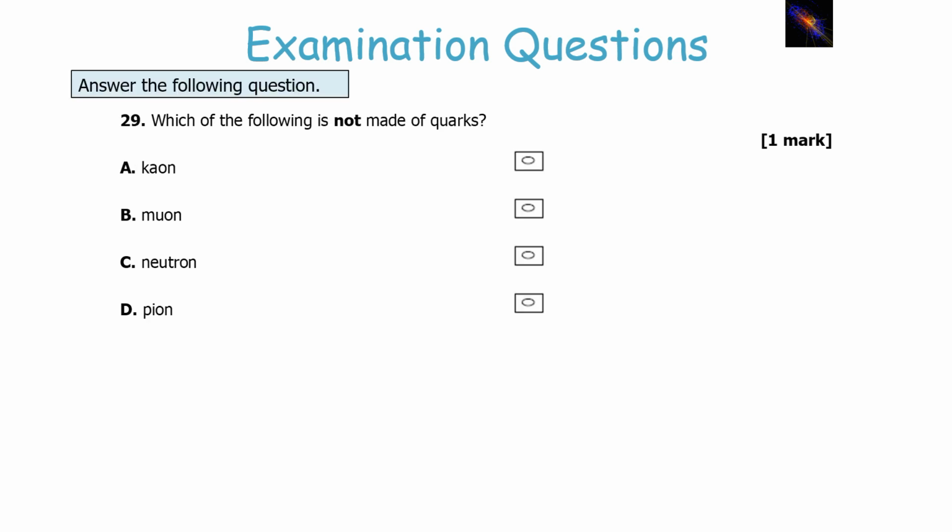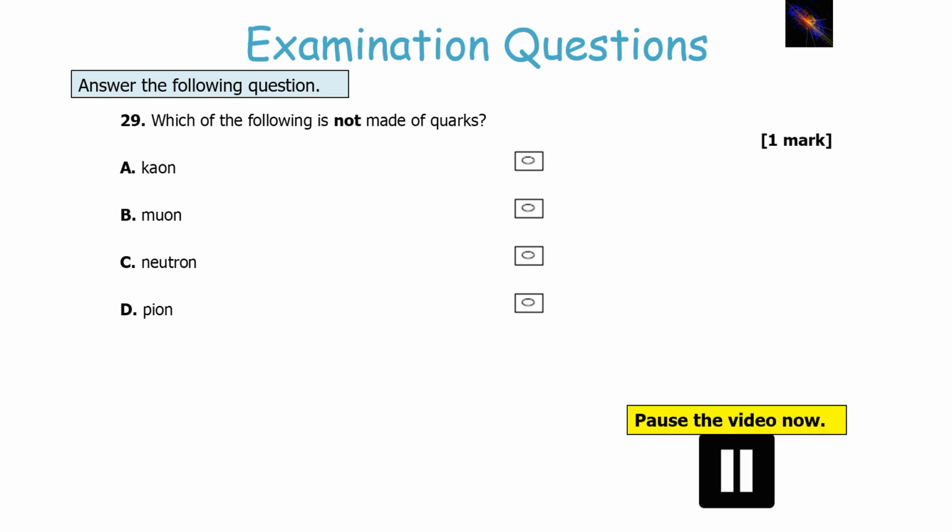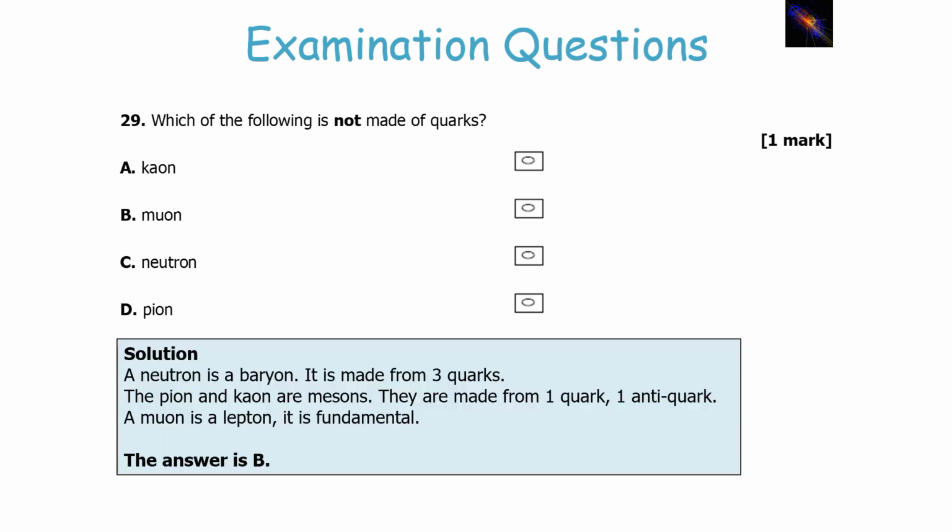Next question, which of the following is not made from quarks? So pause the video now, then unpause the video when you want to go through your answer. So it's important to note that things made from quarks are called hadrons. So that tells us that only mesons and baryons can be made out of quarks. Now the neutron is a baryon, so it's made out of 3 quarks. The pion and the kaon are mesons, so they're made from 1 quark, 1 antiquark. A muon is a lepton, so therefore it's not made from quarks, it's fundamental. So the answer is B.